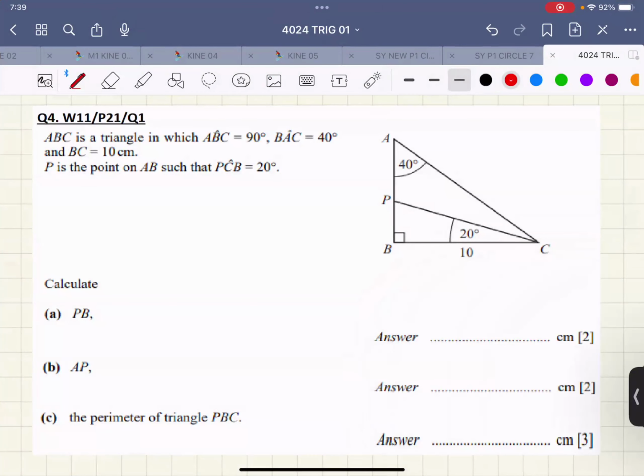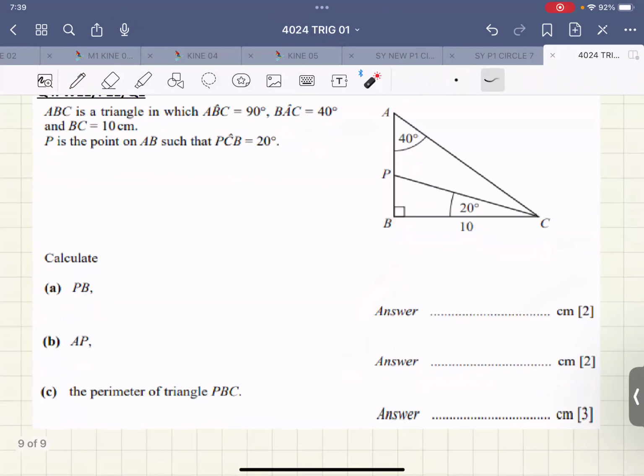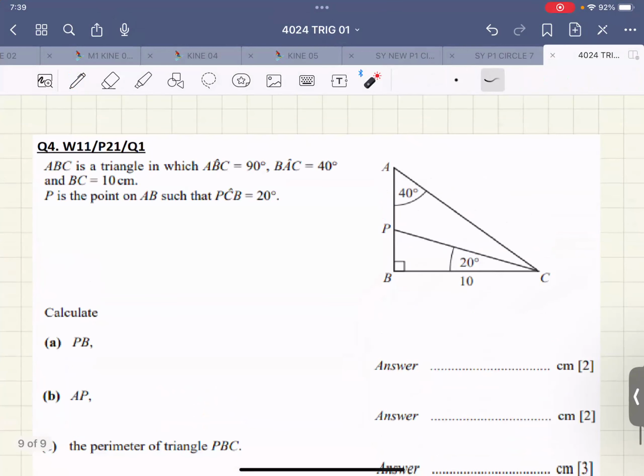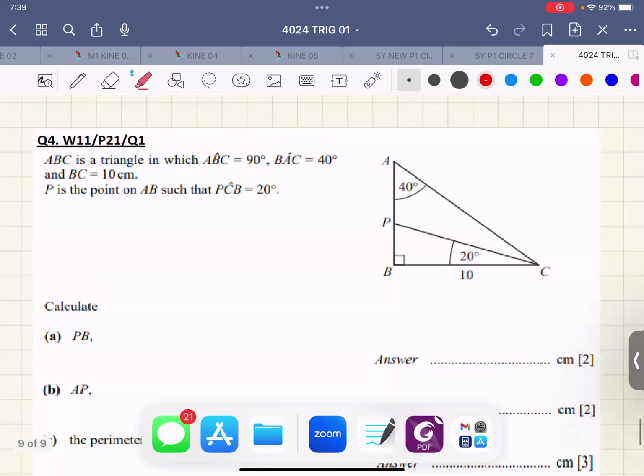Now, let's look at this question. The question says ABC is a triangle in which angle ABC is 90 degrees. That's right over here. Angle BAC is 40 degrees. That's 40 over here. BC is 10. P is the point such that angle PCB is 20 degrees. So PCB, this is 20. Calculate PB, that's one thing. Calculate AP, that is the other thing. Calculate the perimeter. I'll just wait for Azan.